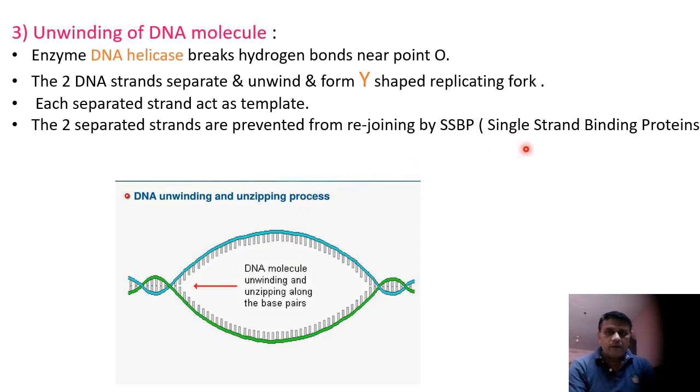single-stranded binding proteins, or in short SSBP, are present in the nucleoplasm. These single-strand binding proteins prevent the two strands from joining to each other. So the two strands get separated in this step, that is, unwinding of the DNA molecule with the help of the enzyme DNA helicase at the point of origin.